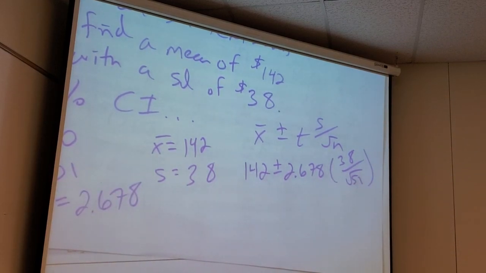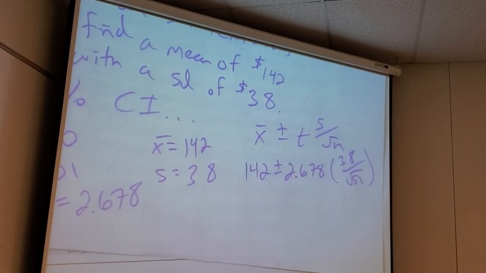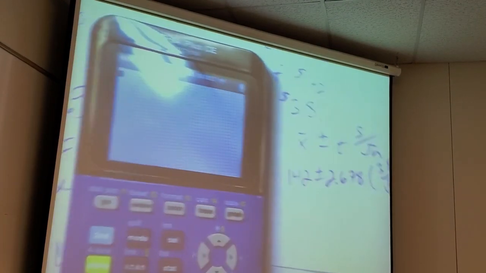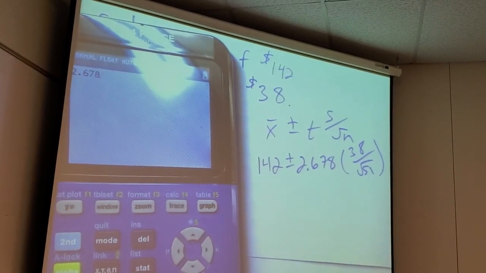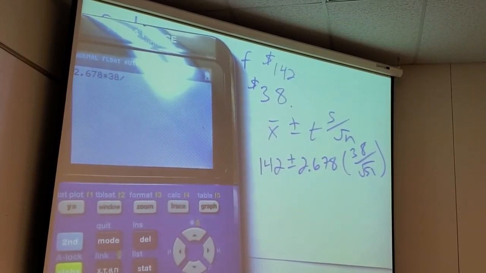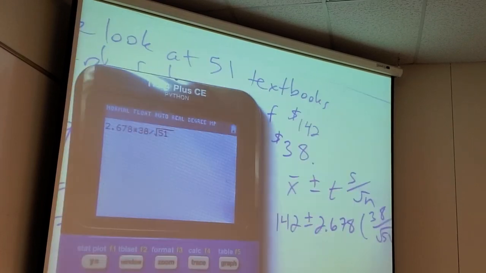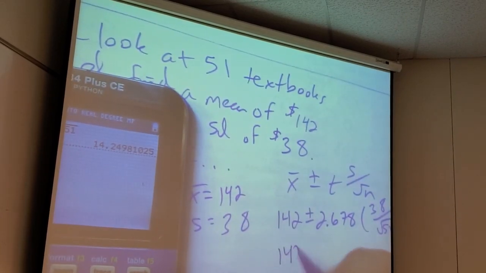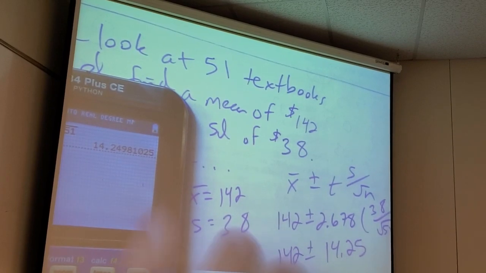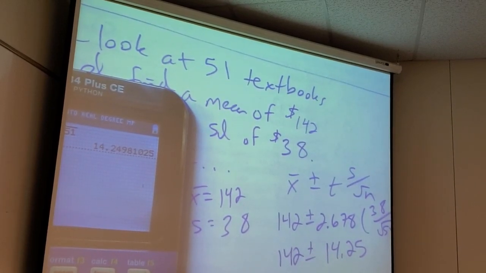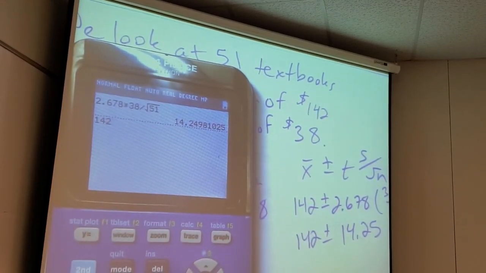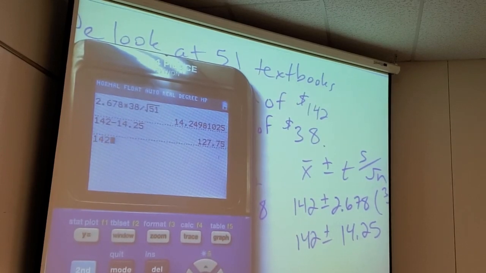And as always, my suggestion is to calculate the error first, especially in the homework, because sometimes they'll ask just for the error. So you might as well calculate that. So 2.678 times 38 divided by the square root of 51. I get 14.25 roughly. That's nifty. Is that what you guys got? So then I have to do 142 minus 14.25 and 142 plus 14.25.